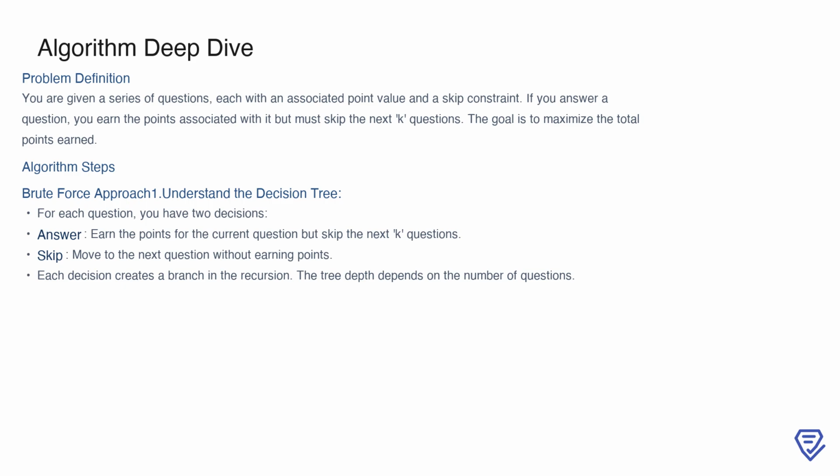At each question, we have two possible choices: answering the question, which gives us its points but forces us to skip the next k questions, or skipping the question and moving directly to the next one without earning points. Each decision forms a branch in the tree, and the depth of this tree corresponds to the number of questions we have. This approach provides a brute force way of exploring all possible combinations of answers and skips to find the maximum points, but it is computationally expensive due to the exponential growth of possibilities as the number of questions increases.